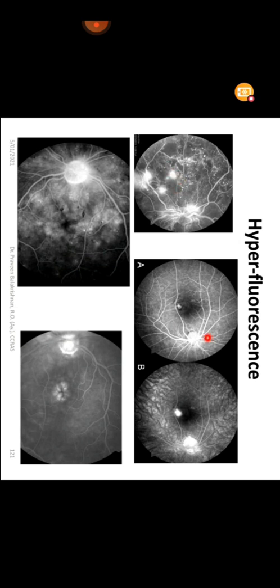Check for the presence of hyperfluorescence. You can see hyperfluorescence here, here, and here. That area means there is excessive fluid loss, or there is excessive blood being collected in that area. So that means there is a Vimarga happening. So one is a Srotorodha and the other is a Vimarga. Based upon this, you can use the FFA.